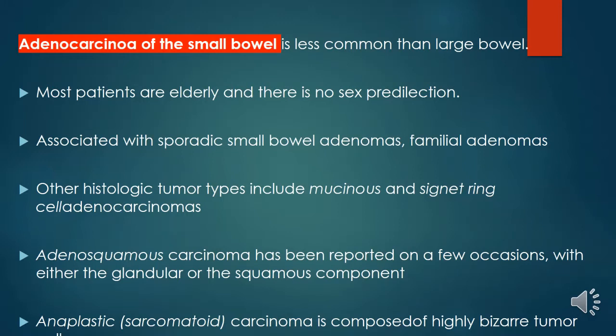And the adenosquamous carcinoma, as the name says, is a malignant tumor composed of both glandular and squamous components. The other type is the anaplastic carcinoma. As the name says, they are bizarre tumor cells having multinucleate cells with abundant cytoplasm, showing no sign of glandular differentiation. Therefore, their behavior is extremely aggressive.